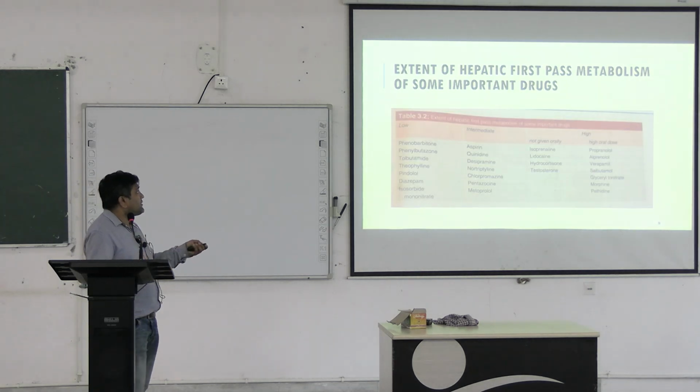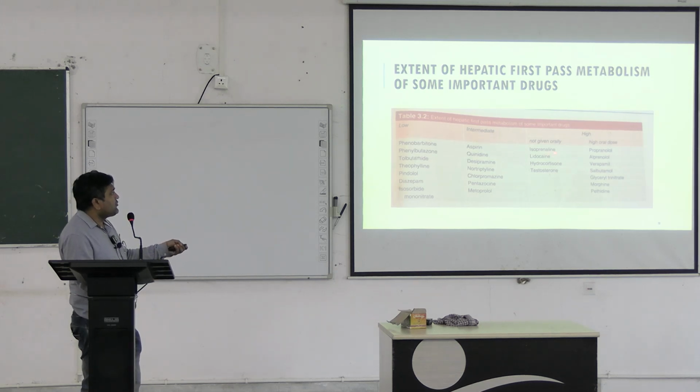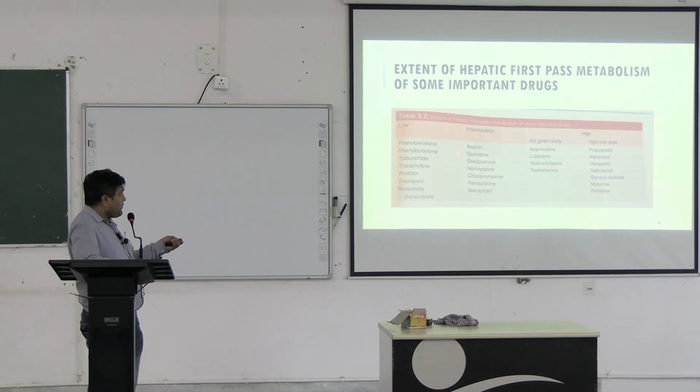Now, the extent of first pass metabolism is very high in the case of propranolol, verapamil, salbutamol, glyceryl trinitrate, morphine, and with parenteral administration, isoprenaline, lidocaine, hydrocortisone, testosterone. Intermediate with aspirin, quinidine, desipramine, nortriptyline. Low with phenobarbital, tolbutamide, theophylline and others.